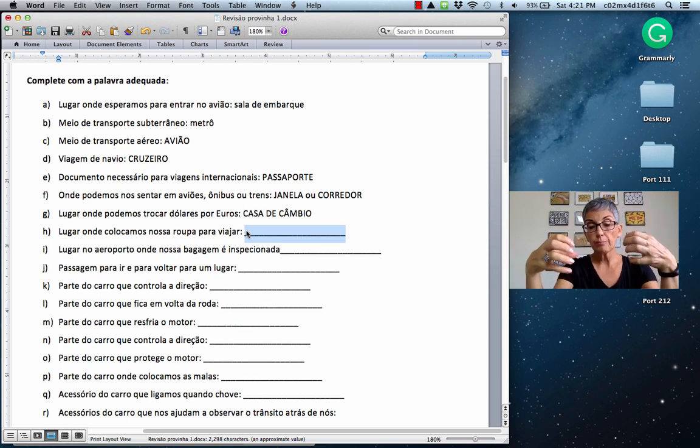Lugar onde colocamos nossa roupa para viajar. So the place where we put our clothes when we are going to travel. So this is the suitcase, right? So, como se diz suitcase em português? Mala.